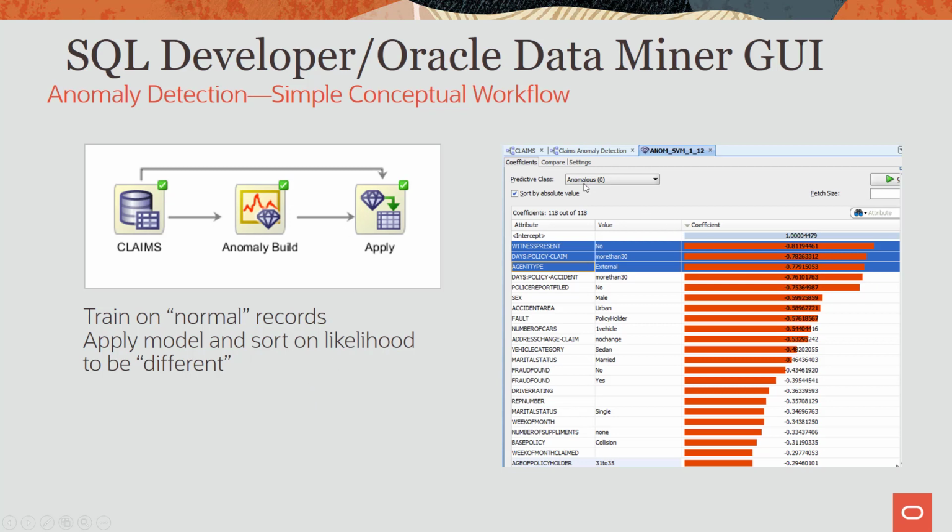And here they're anomalous, the target value is 0, but I can also see what the variables are that most contributed to my thinking this was perhaps anomalous in all these different records. It looks like witnesses present, no. The policy claim was more than 30 days. The agent type was some sort of external type, and these are the variables that stood out the most. But my point is I don't have to define business rules.